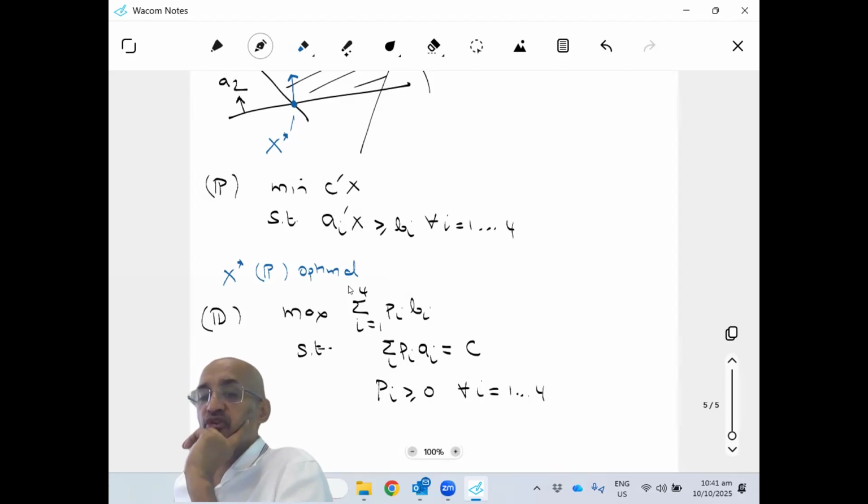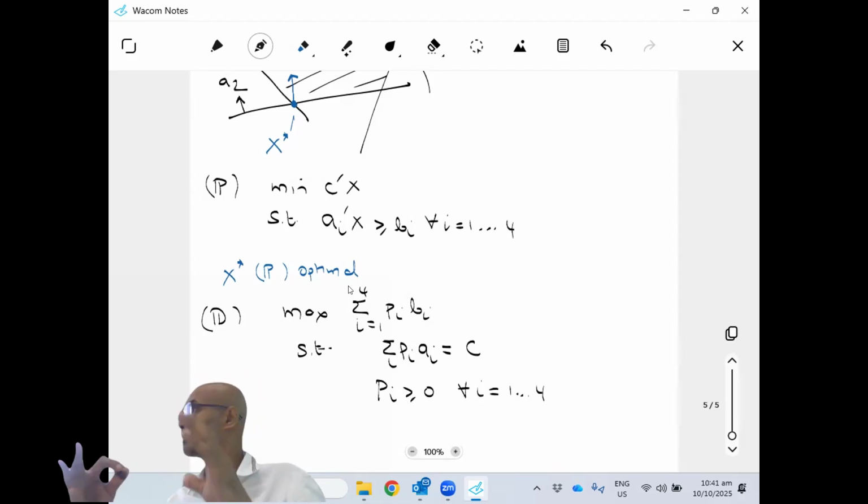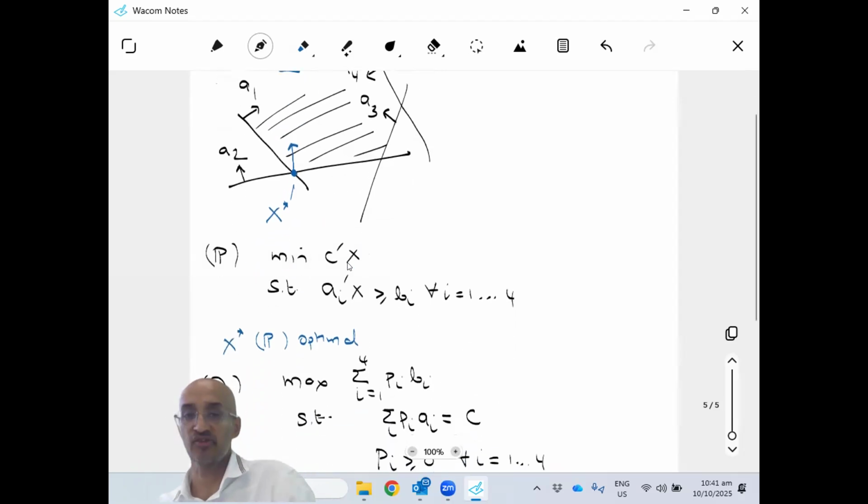You have 4 inequality constraints, so you'll have 4 dual variables. They have to be non-negative. Okay, is it clear? So let's look at what complementary slackness tells me.